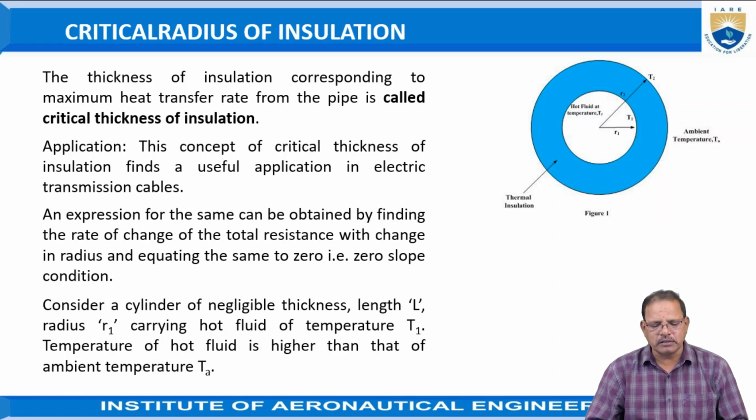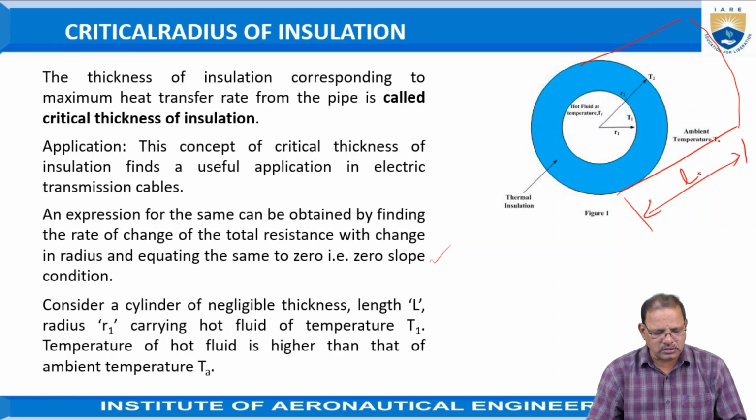An expression for the same can be obtained by finding the rate of change of total resistance with the change in radius and equating it to zero, that is, the zero slope condition. Here, consider a cylinder of negligible thickness and length equal to L. This is the length of the pipe.